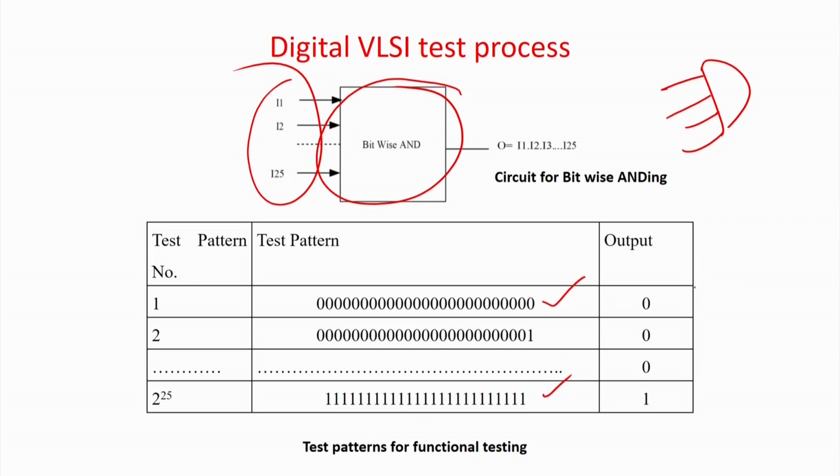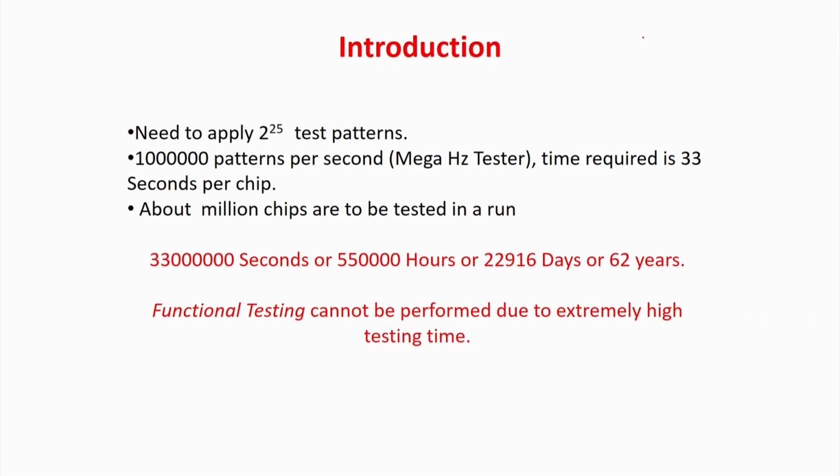So in all cases the output will be 0, except in the case where all inputs are 1, where the output should be 1. A very simple way of doing this is actually called automatic test pattern generation, ATPG. Or rather, test pattern generation is not automatic here because I am doing it manually. So all possible patterns you have to apply and your job is done. But now what is the number of patterns? The number of patterns even for such a circuit is 2 to the power 25.